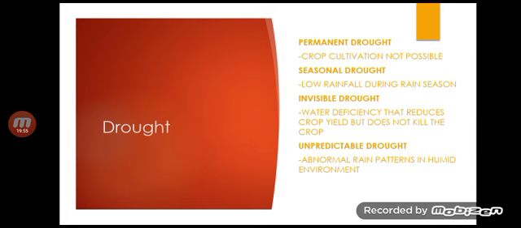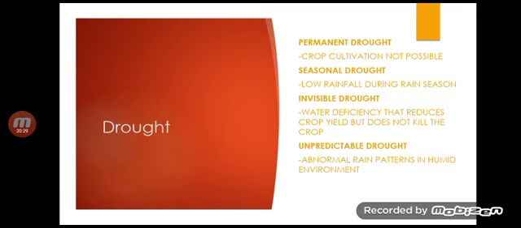The next catastrophe that we have often faced in the Indus Plain or in Pakistan is drought. So what is drought? Drought is basically a lack of water. In Urdu you will call it the sukha, or the dry spell. You can actually call a dry spell a drought as well. There are four different types of droughts. Permanent droughts are the droughts where crop cultivation is completely impossible. No crops can be grown.